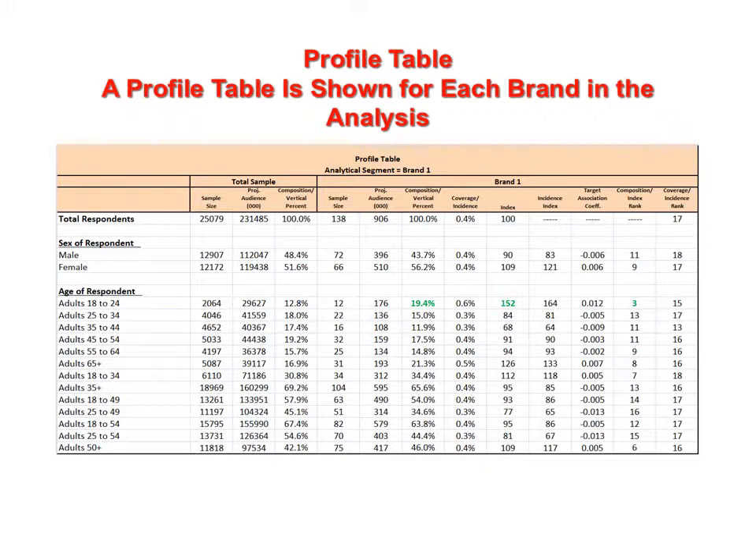The statistics that are specific or unique to the Consumer Insights and Charting program include incidence index, target association coefficient, composition index rank, and coverage incidence rank. Let's review each of these terms one by one.